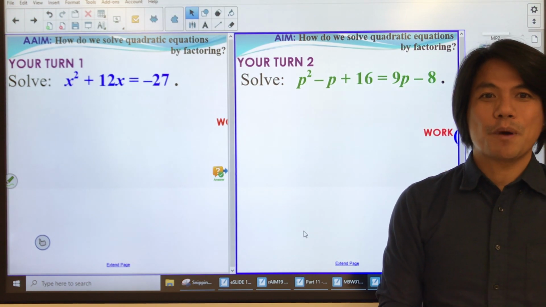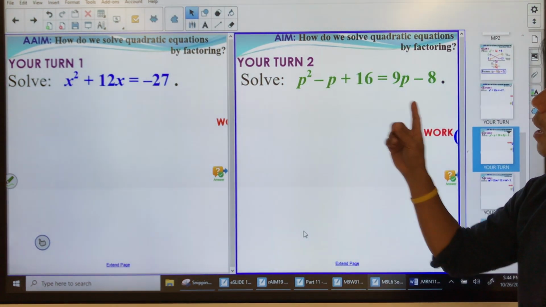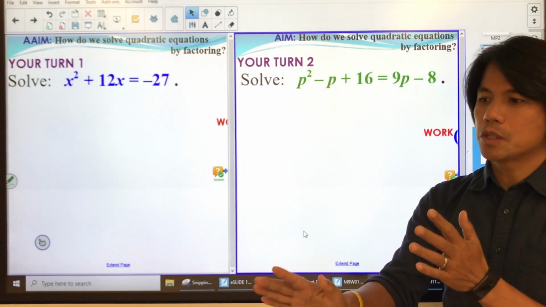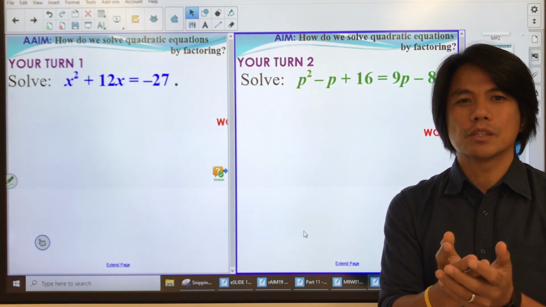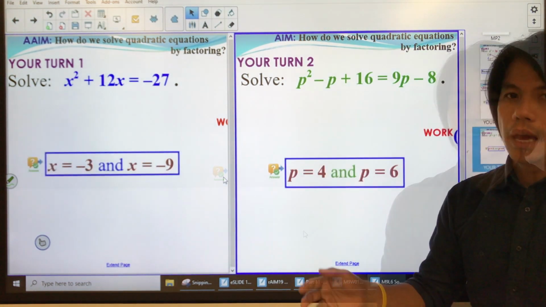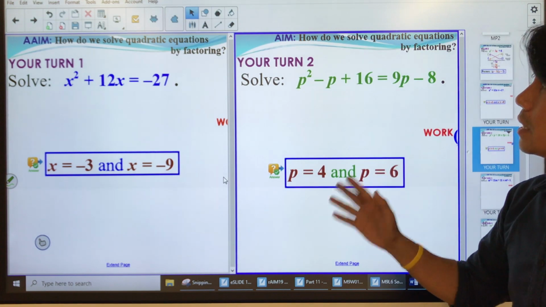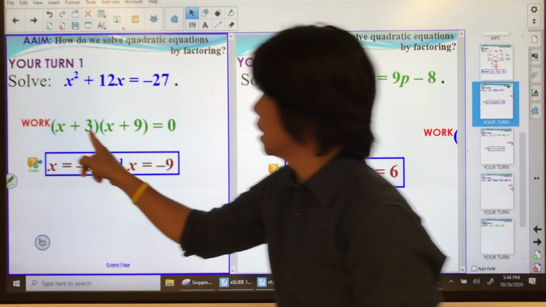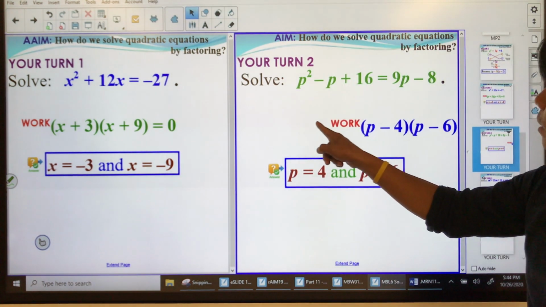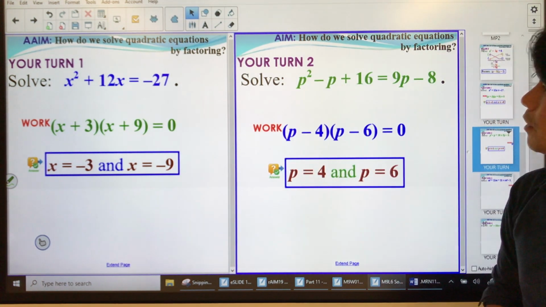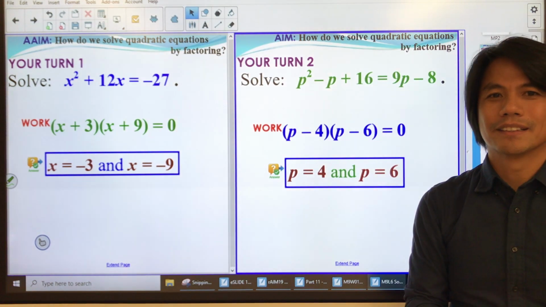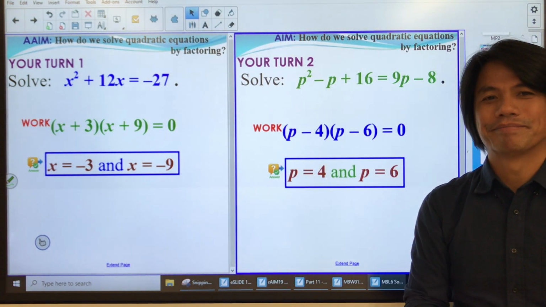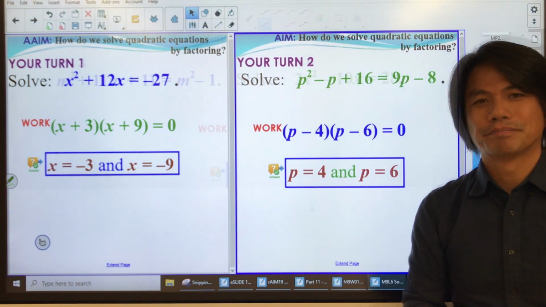Now it's your turn to practice. Go ahead and complete these 2 problems. Be sure to pause your video while you're doing it. Come back once you're done to check your answers. And the answers are those. But if I may emphasize, be sure to show this part of the work for you to get a full credit. Otherwise, you will lose points if you don't show them.